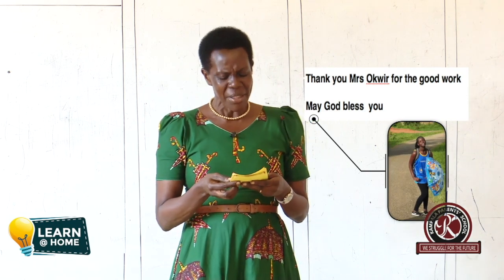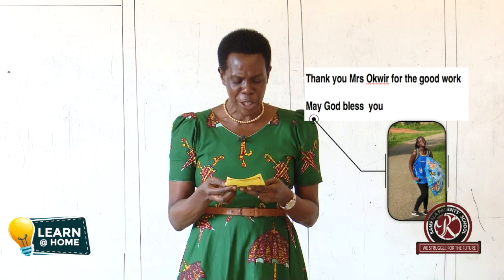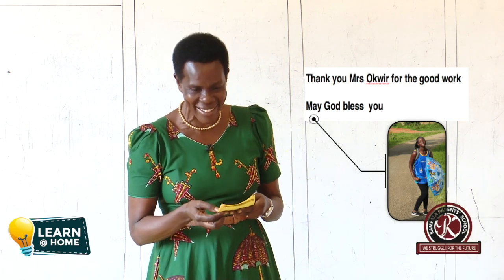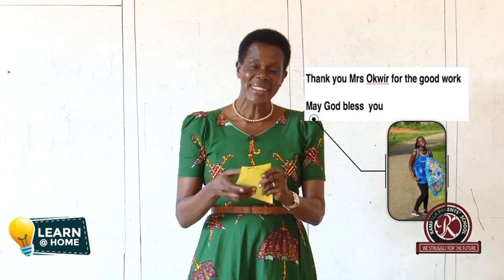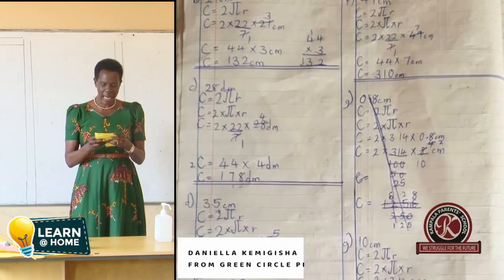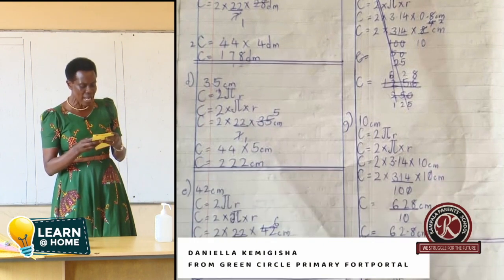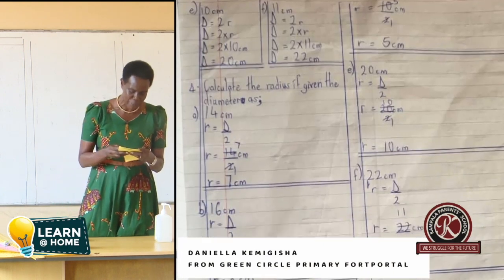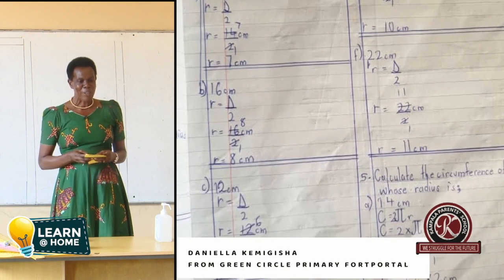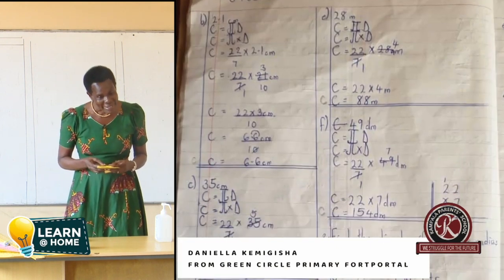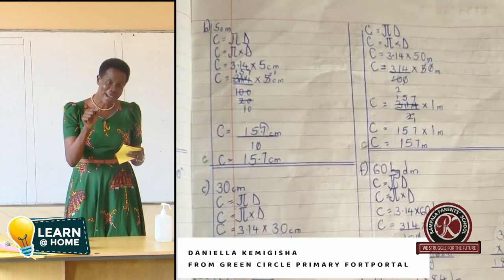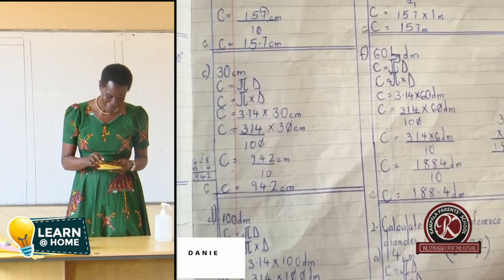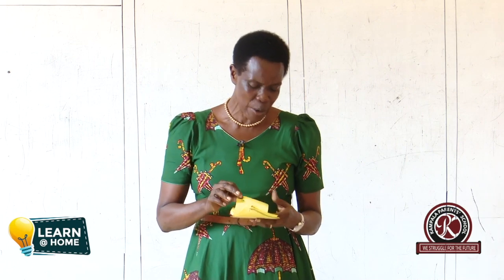She says, "Thank you, Mrs. Okwi. May God bless you for the good work." May God bless you too, my daughter, if you can still remember me. Then the next one is Daniela Kemigisha, Green Circle Primary School, Fort Portal. Daniela, you have formulated your work. Do the work I teach and mark as I go through. I want to thank you for doing that work.